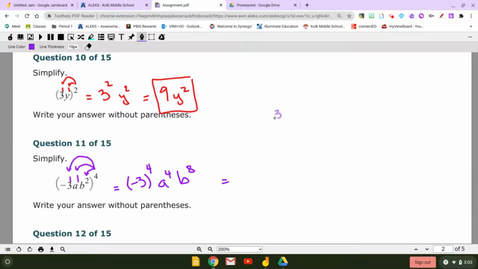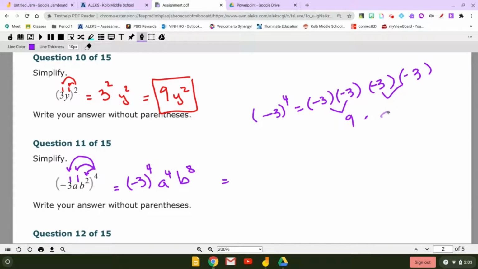Okay, negative 3 to the fourth power. It's just like negative 3 times negative 3 times negative 3, 4 times. Negative 3 times negative 3 gives you positive 9, times another positive 9, and that will give you positive 81. So 81, a to the 4, b to the 8th power. That's it.